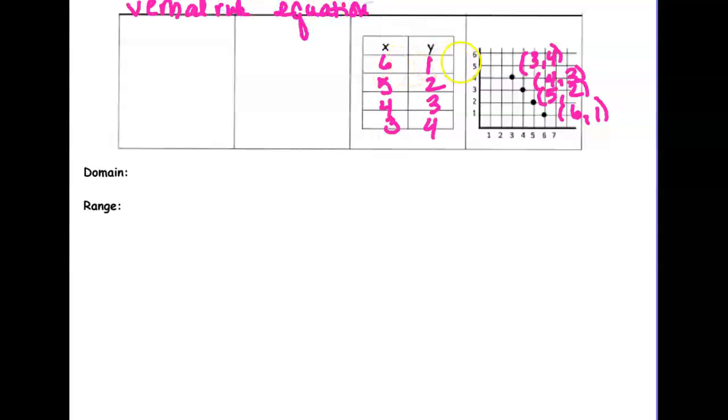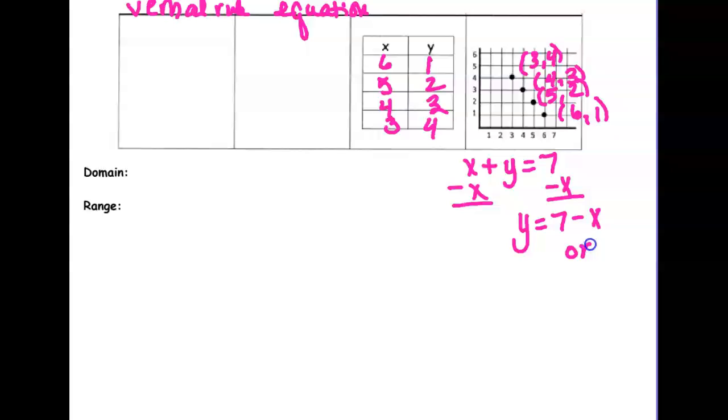How can you go from 6 to 1, 5 to 2, 4 to 3? Then somebody said, hey, wait a minute, the x and y add up to 7. Well, if x and y always add up to 7, then let's solve for y. Our y, our output, is actually going to be equal to negative 7 minus x, or we can write it as y is equal to negative x plus 7, either way.